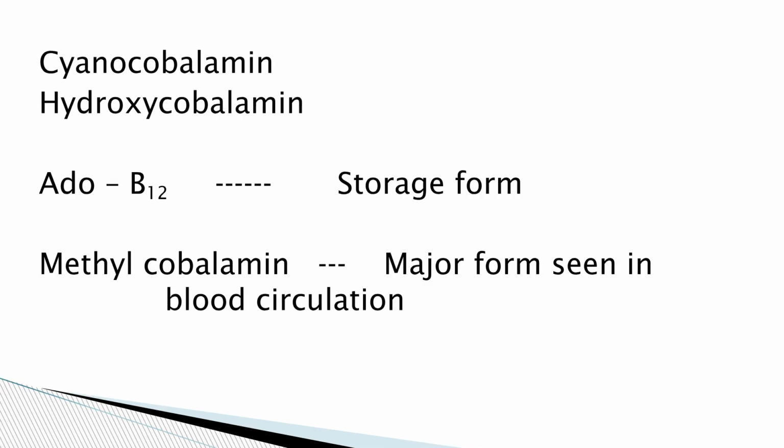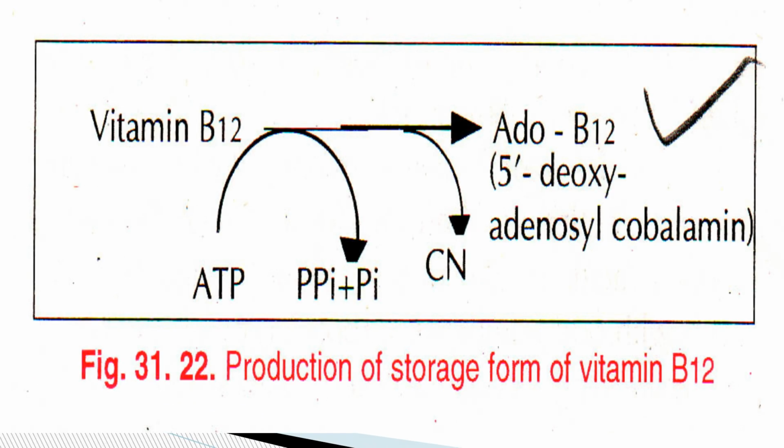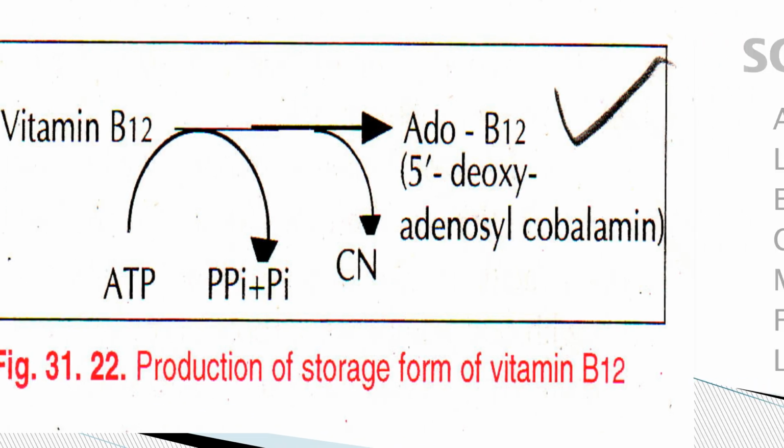The different forms of B12 include cyanocobalamin and hydroxycobalamin. 5-deoxyadenosylcobalamin is the storage form. Methylcobalamin is the major form found in blood circulation. This diagram illustrates the structure and conversion of different forms of vitamin B12.